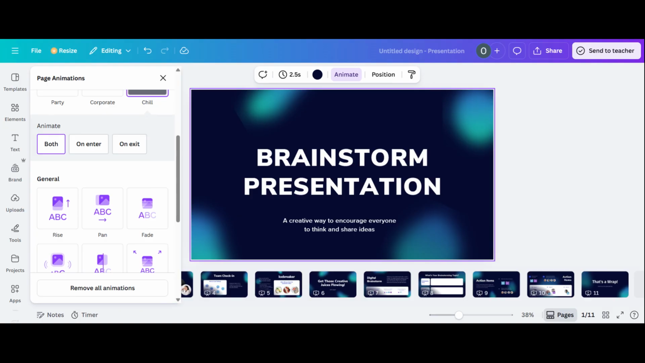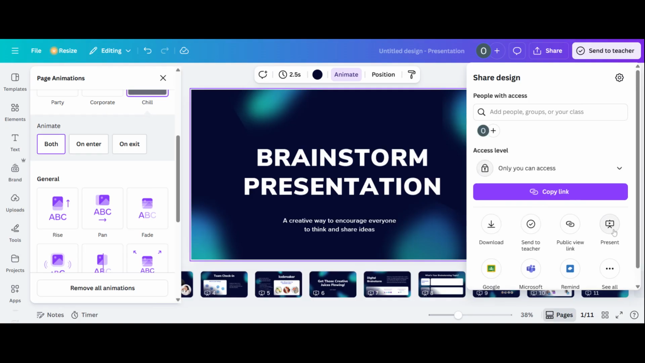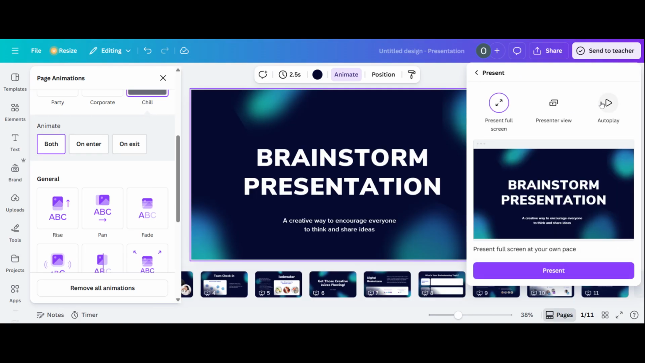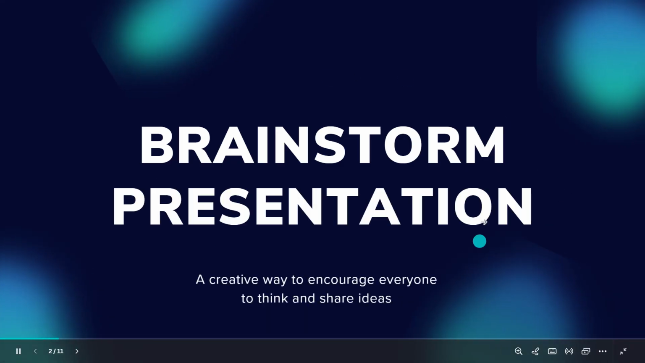After applying the animation, it's always a good idea to preview your work. Click on the Preview button to watch how the animation plays from start to finish. This lets you see exactly how your audience will experience it and gives you a chance to make any final tweaks. And that's it. You've successfully animated a page in Canva like a pro.